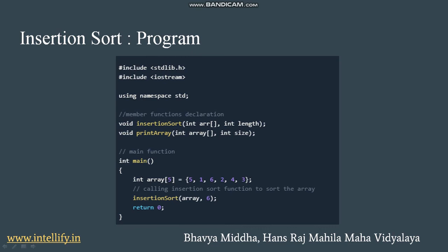Now is the program code. We use the header files, and then we use the namespace std to provide a scope to the identifiers inside the namespace. Then is the member functions declaration. We declare insertion, sort, and print array functions. In the main function, we pass the array and call the insertion sort function.